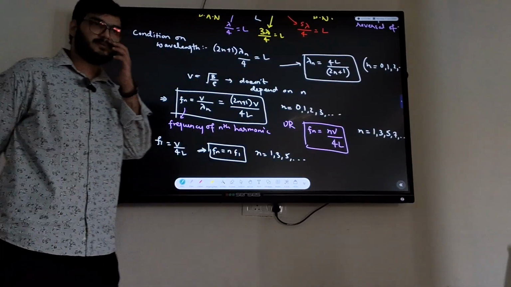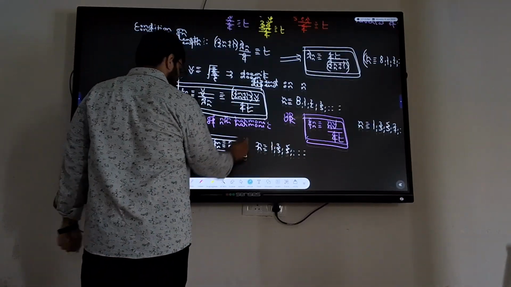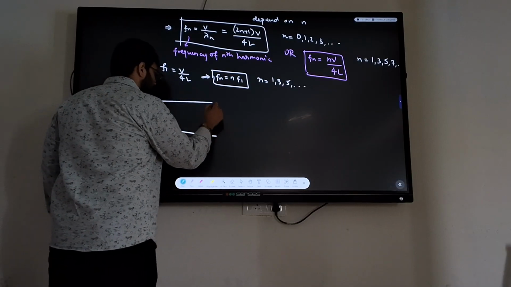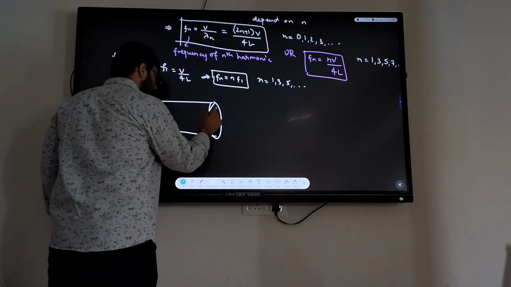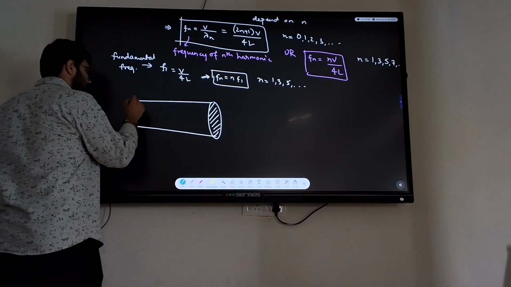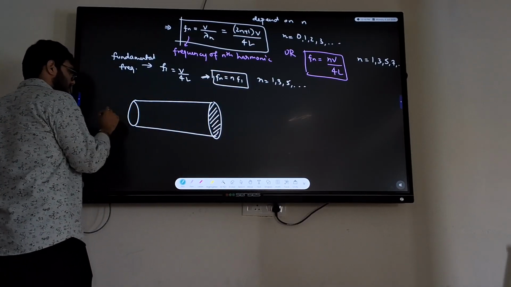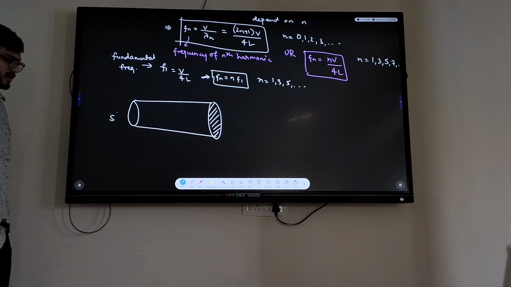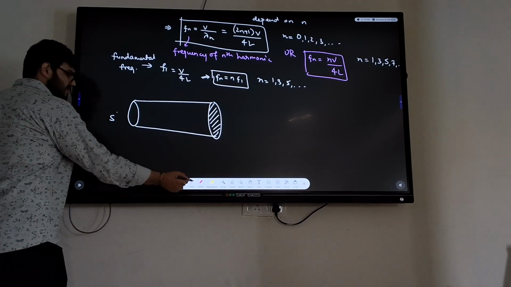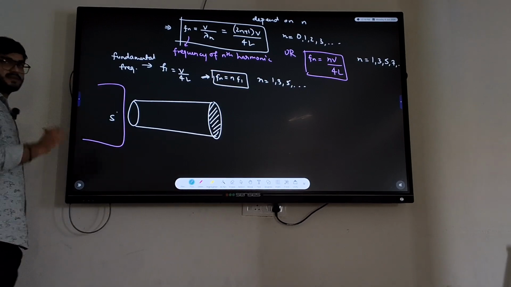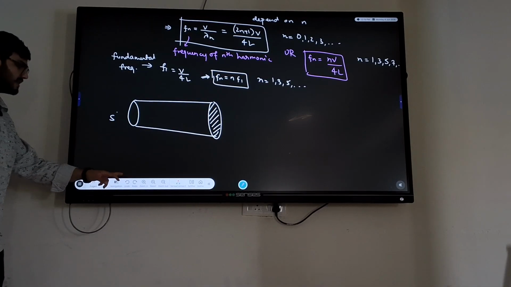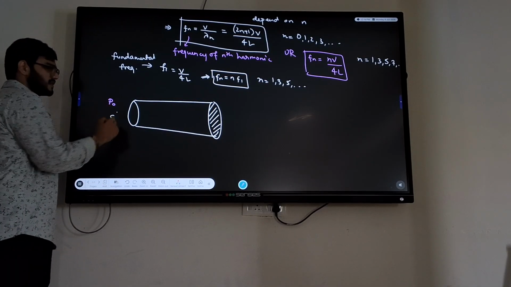So let me plot it, P versus X graph. One end is closed and one end is open. You have a source here. Now tell me, you have pressure. What is the pressure in this region? That's P naught, right? That's atmospheric pressure. Everywhere there is atmospheric pressure.